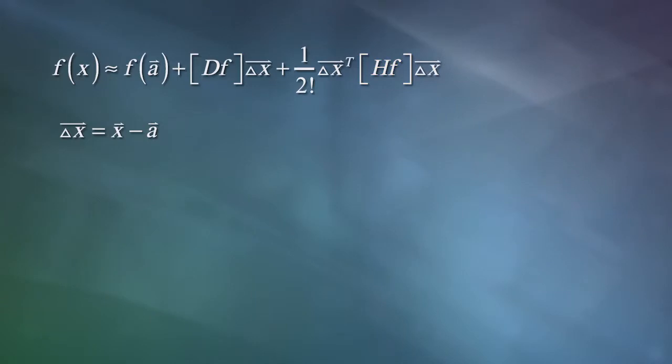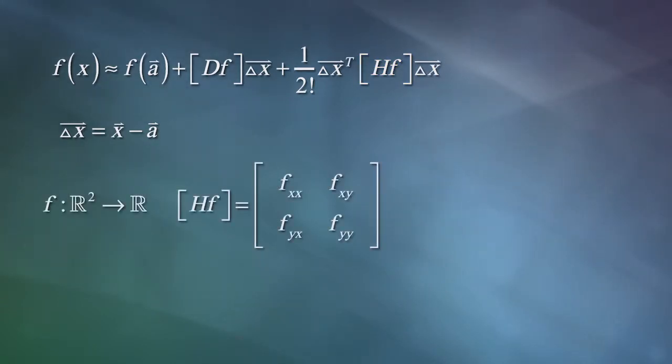So for functions depending on two variables x and y, the Hessian would look like this. Notice that f sub xy will equal f sub yx under mild conditions, which means the Hessian matrix is real and symmetric. So our Taylor polynomial is very succinct, and it holds for any number of input variables and one output variable.